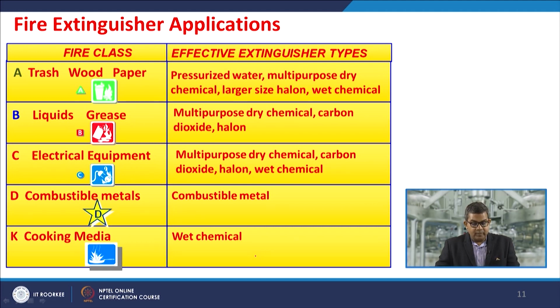For combustible metal, you can use a metal-specific fire extinguishing media. For cooking media, you can always use the wet chemical extinguisher, but do not use water-based things, because water may spatter. So, these are the advisories that are supposed to be put on the data plate of a fire extinguisher.